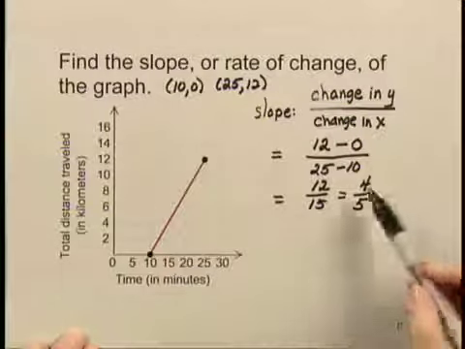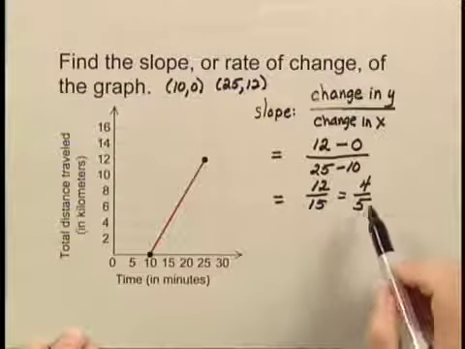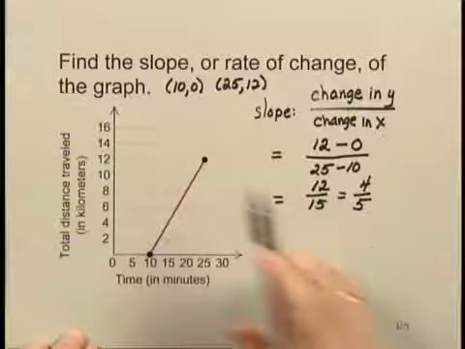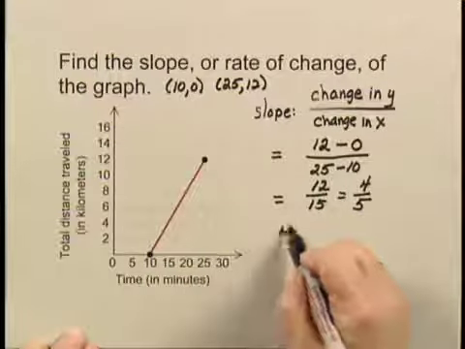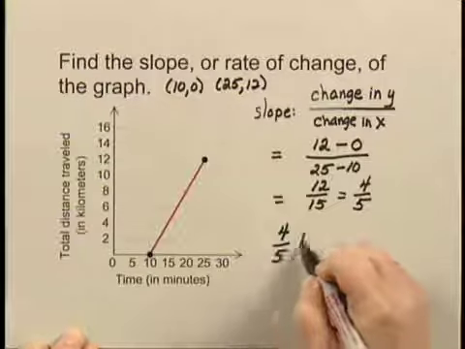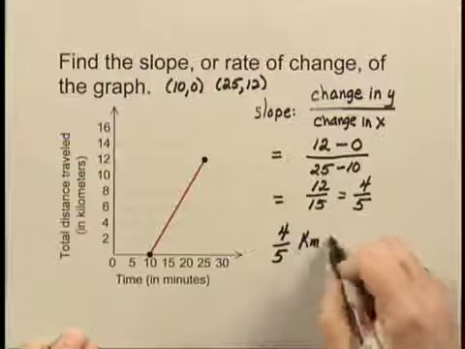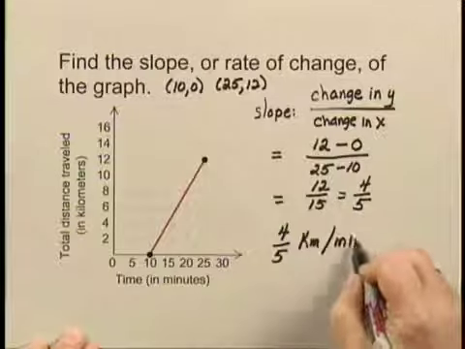Since I'm given units, I can write the slope of the line without units as 4/5. The rate of change would then be 4/5 kilometers per minute.